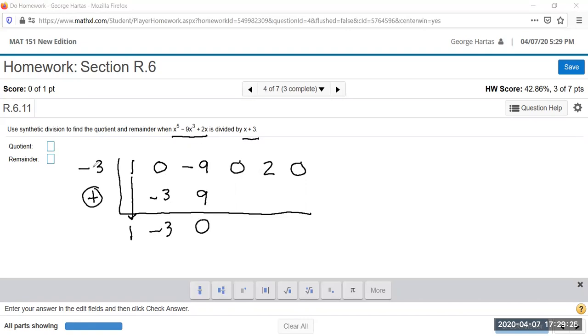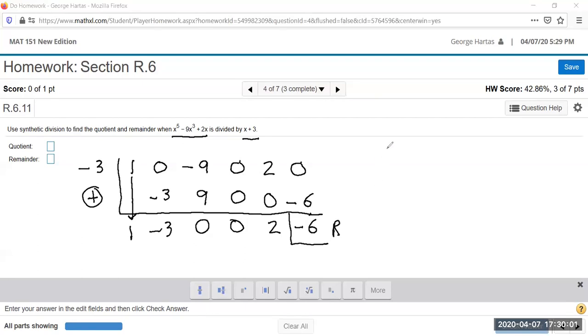0 times -3, 0. Add. 0 times -3 is 0. Add. -3 times 2 is -6. Add. Okay, so this rightmost number here is our remainder.